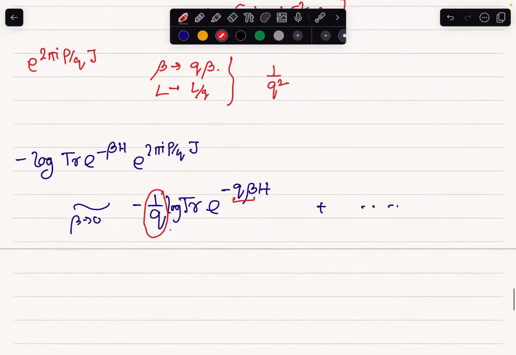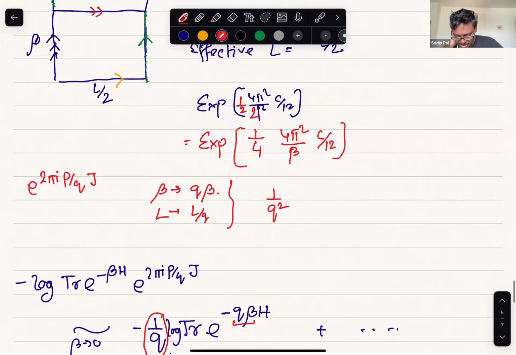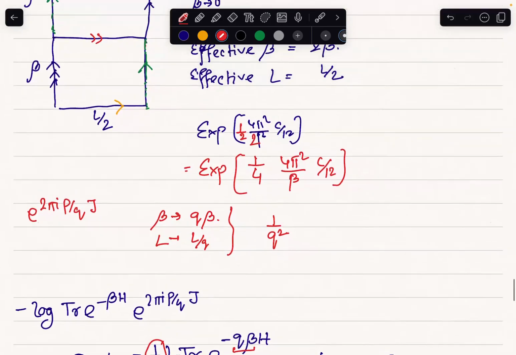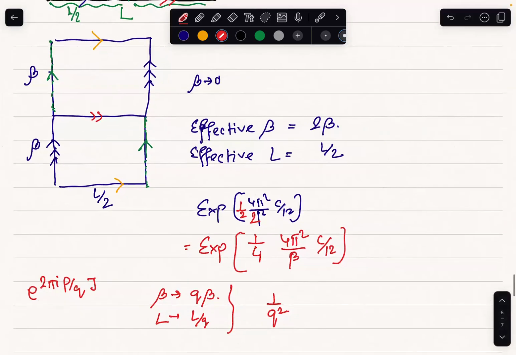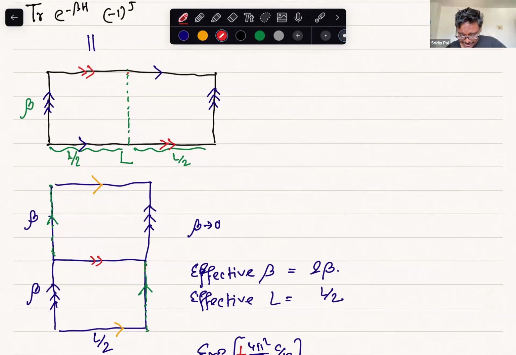Sorry, Sridip. Some of those arguments about matching in the picture above relied on modular invariance, no? Wait, which of that? For example, the mapping of the left and right, the beta, the triple arrows, didn't they? Oh, this one? No, this is just a torus.